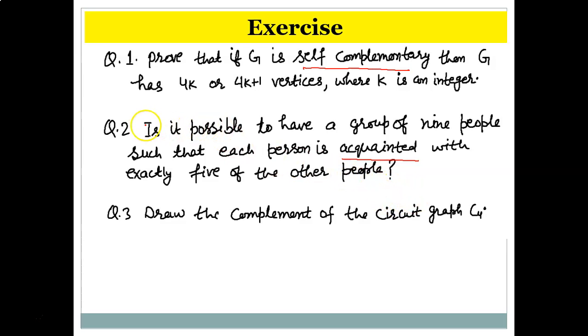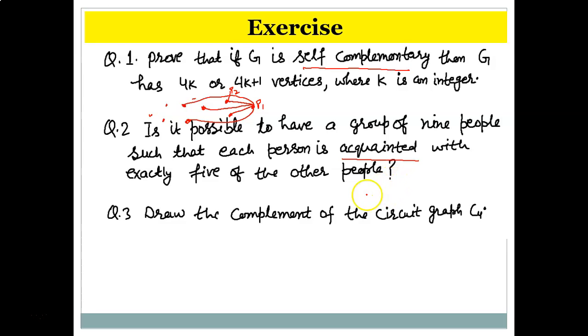I will just give you one hint. If you have a group of 9 people, 1, 2, 3, 4, 5, 6, 7, 8, 9, is it possible that each one, suppose this is person 1, is acquainted with 5 other people? Acquainted means he knows or has some information about those 5, this one, and this is third, let this be fourth and this is 5. In this way, is it possible? Similarly, if you consider the second person, he must also know 5 others. So is it possible to have that kind of situation?